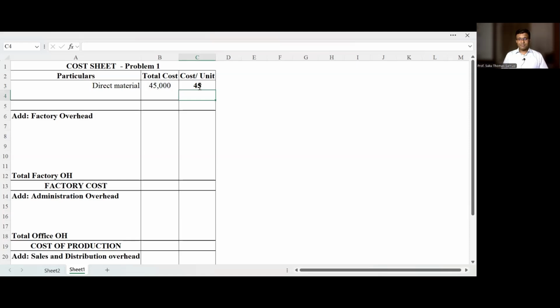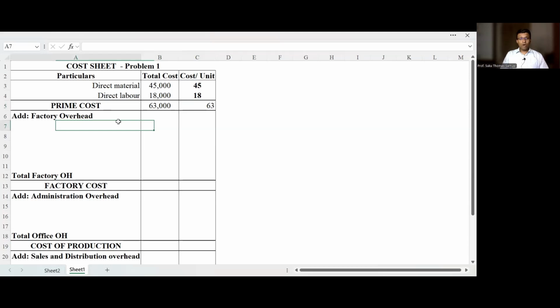The next expense that is being given to us, which is part and parcel of our prime cost, is direct labor. Direct labor in the question is given to us as 18,000. So 18,000 divided by 1,000, that would be 18 rupees. Now, these are the only prime expenses that we have. So when we add up all this together, we would get the prime cost of the firm. So prime cost of the firm is 45,000 plus 18,000, which is 63,000. So this will be 63 rupees per unit.